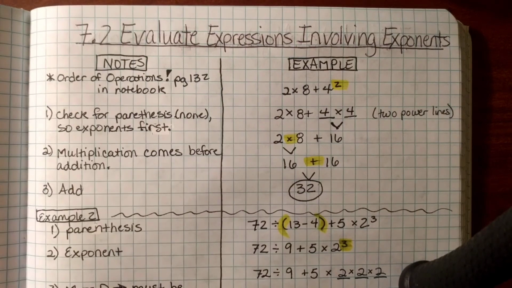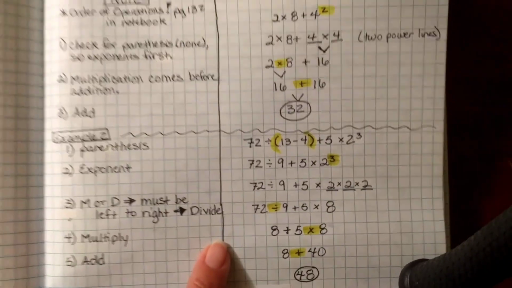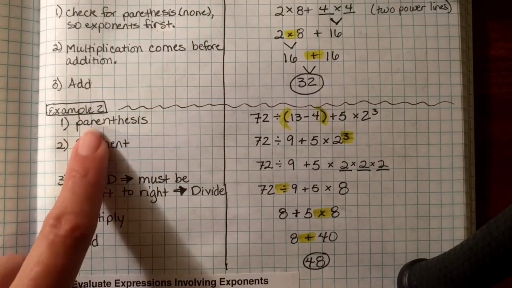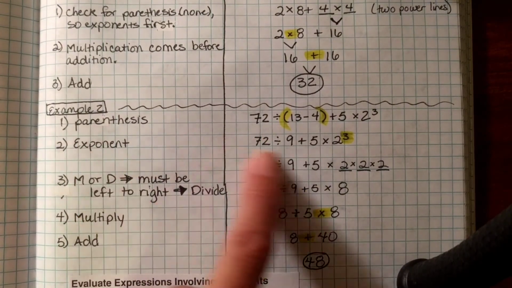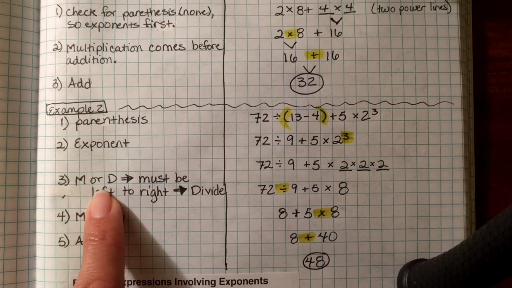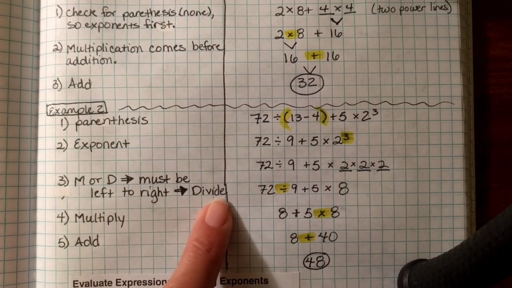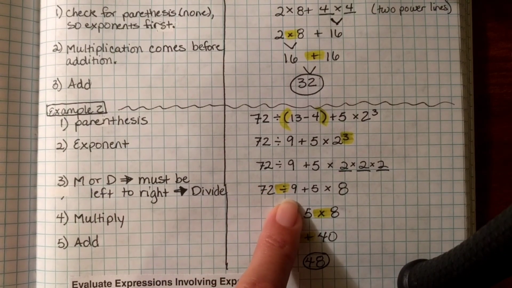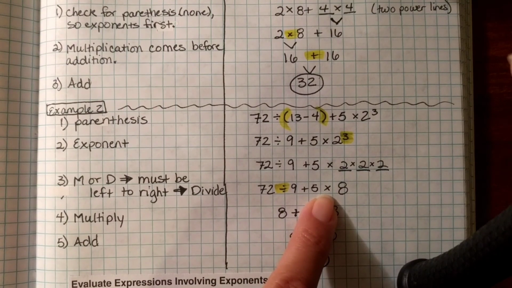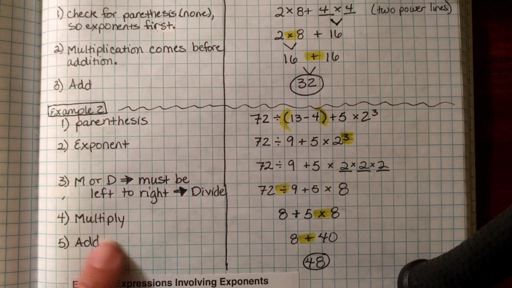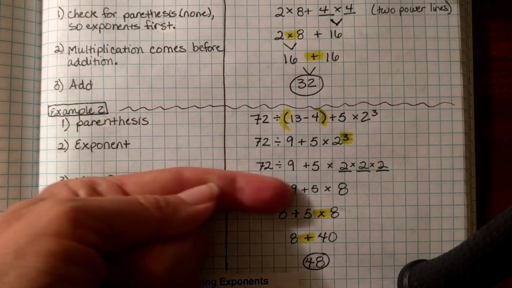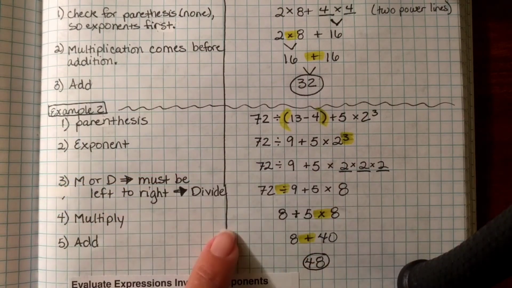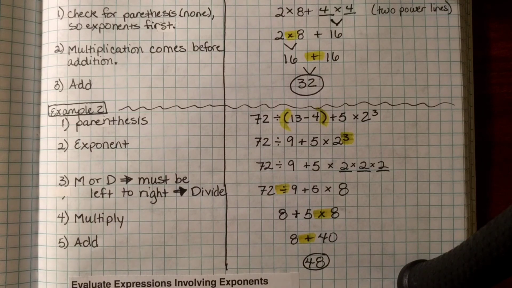Okay, let's look at another example here. We do have parentheses this time. We have to do what's in parentheses first, then the exponent. Multiplication must be done left to right, and in this case we're dividing first, even though there is a multiplication problem. Then we can multiply because we always move from left to right. And then finally we add, and we end up with 48.